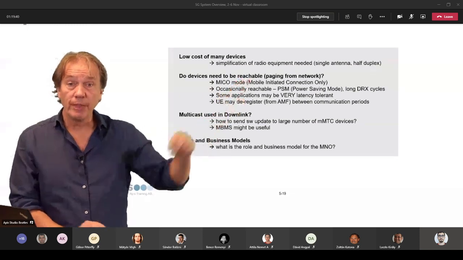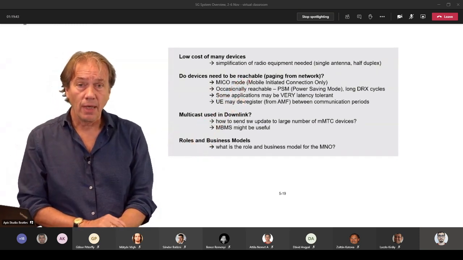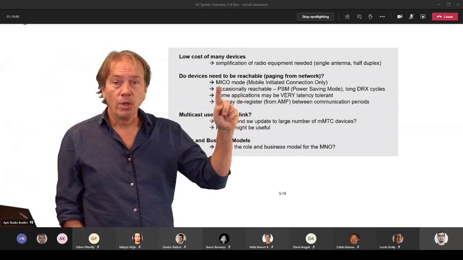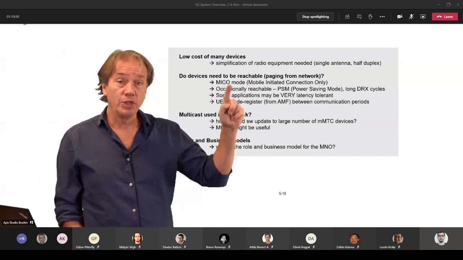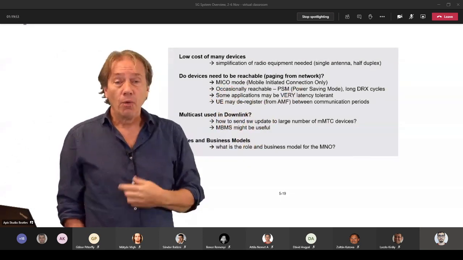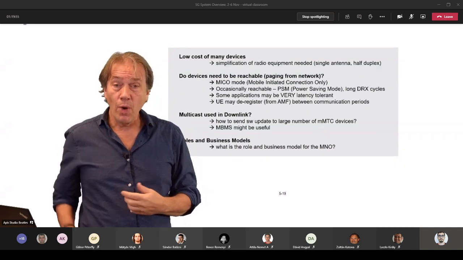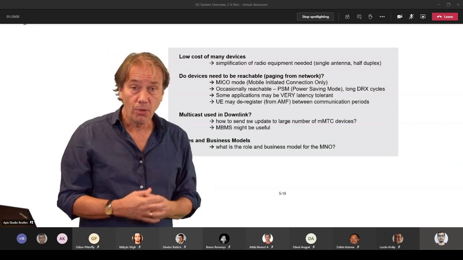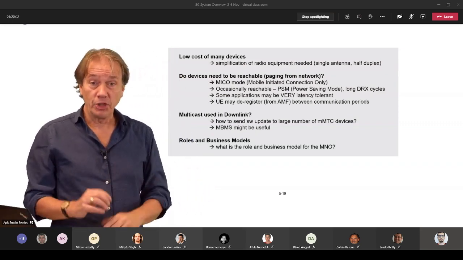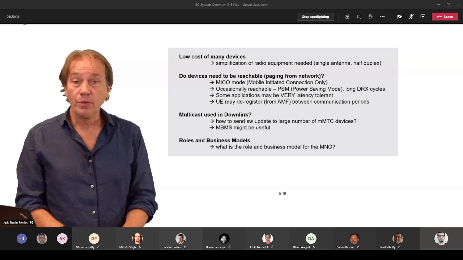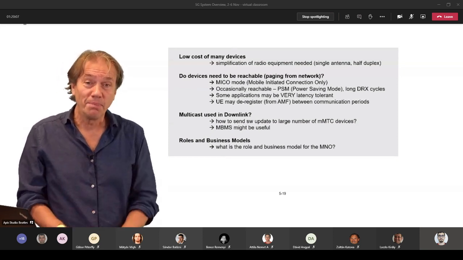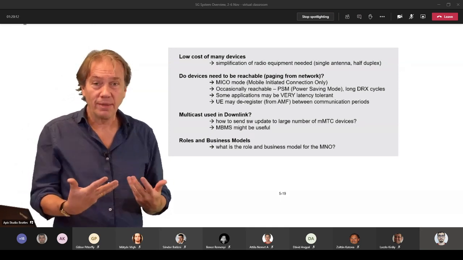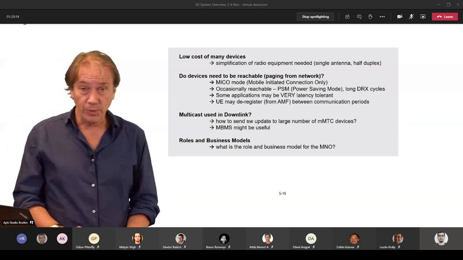Do devices need to be reachable? And there is something called MICO or MICO mode, mobile initiated communication only. Which means that when a user equipment is in MICO mode, it cannot be paged. It will not listen to paging. It will not respond to paging. So communication can only be initiated from the mobile side, from the UE side.